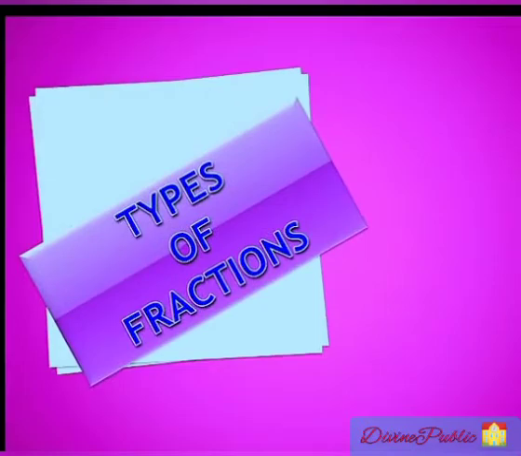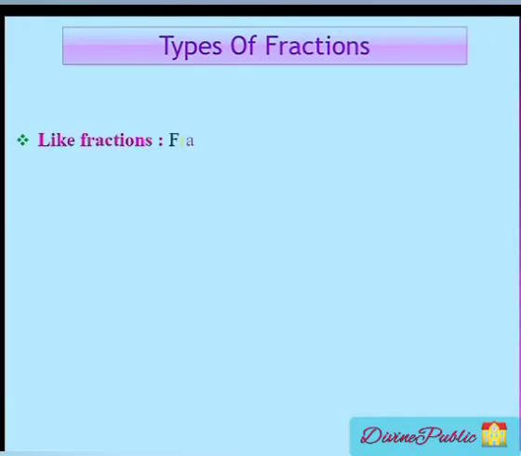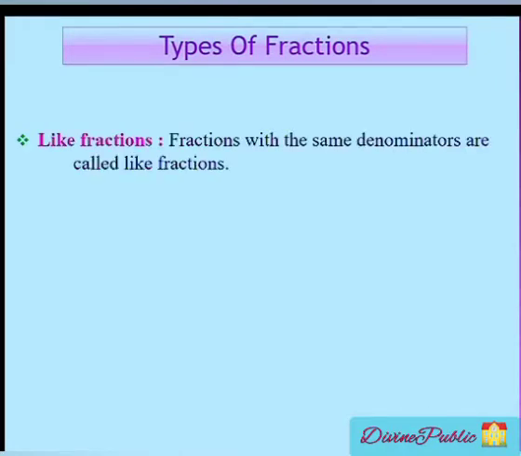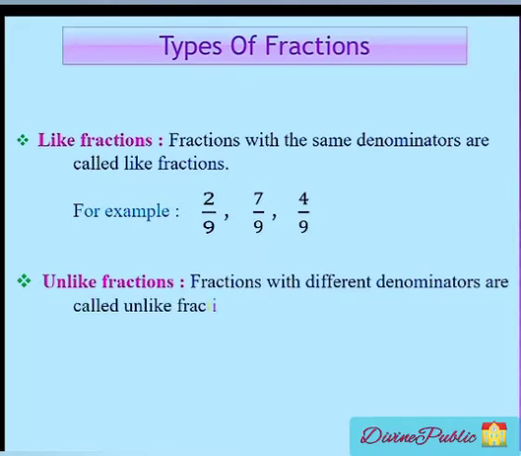Now let us learn the types of fractions. Like fractions. Fractions with the same denominators are called like fractions. For example, 2 by 9, 7 by 9, 4 by 9 and so on. Unlike fractions. Fractions with different denominators are called unlike fractions. In this example, 2 by 8, 5 by 9, 4 by 7 and so on have different denominators.